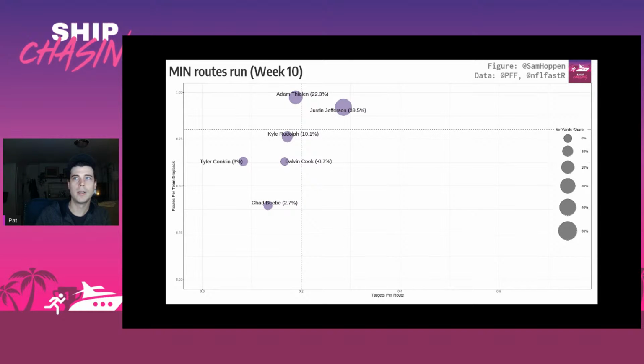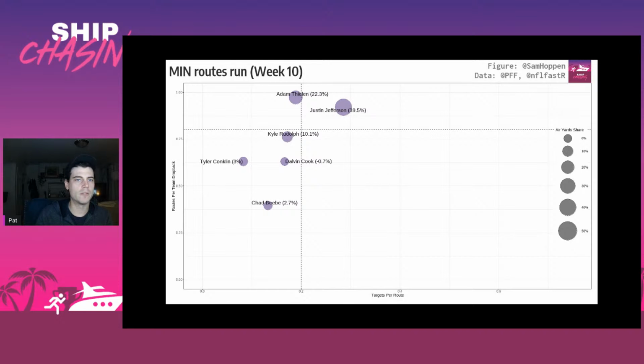Chad Beebe ran a route on 41% of dropbacks, had 6% of the targets, 3% of the air yards, an 8 out of 4. Another one of these low volume, low upside slot wide receiver type dudes. At tight end, Kyle Rudolph ran a route on 78% of dropbacks, had 17% of the targets, a targets per route run of 17%, which is okay. Not great. A WOPR of 0.31.